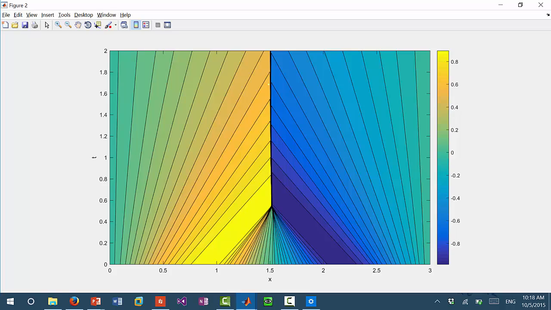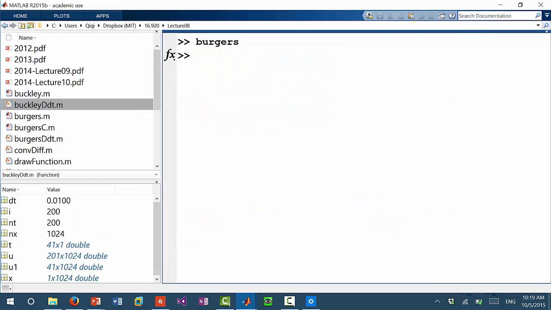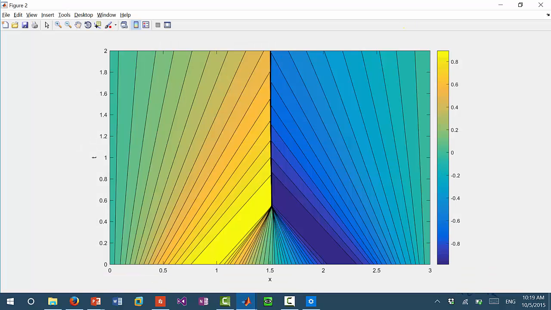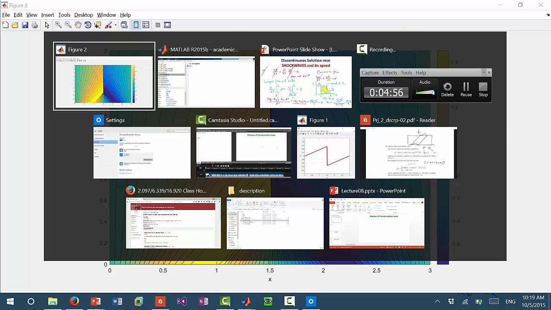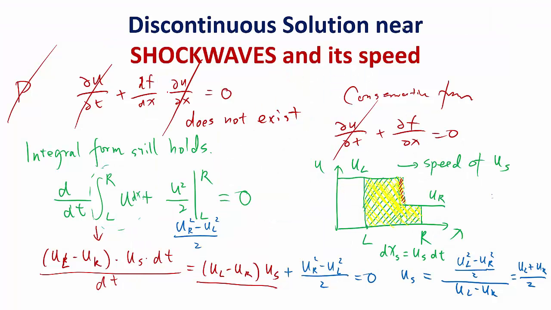Can we construct a shockwave that moves, that curves? I'm going to take this as a challenge. So who can come up and draw an initial condition so that the shockwave would initially move towards the right and then curve towards the left? Challenge. Alright, anybody take the challenge? So the speed of the shockwave is the average of UL and UR.